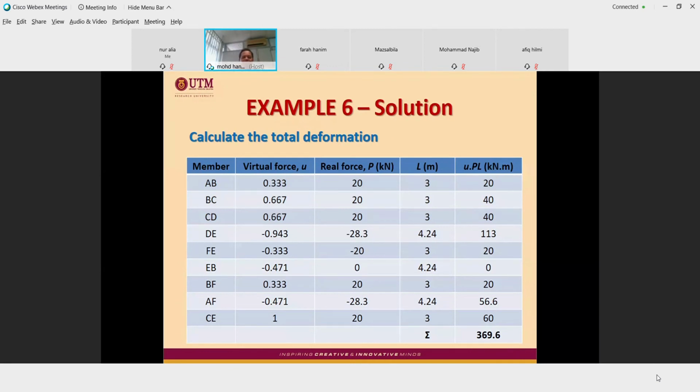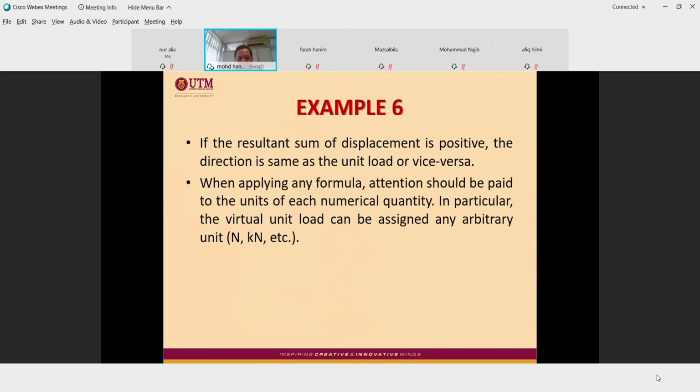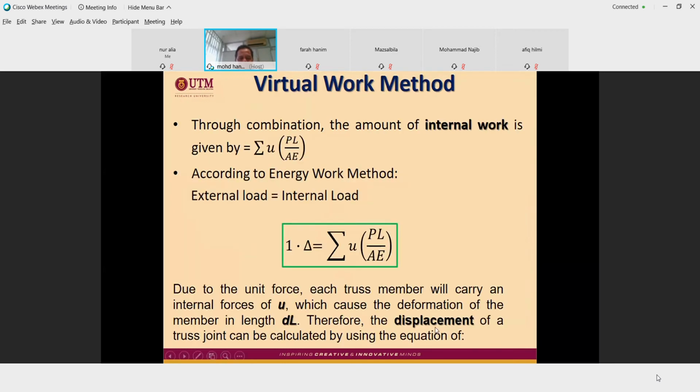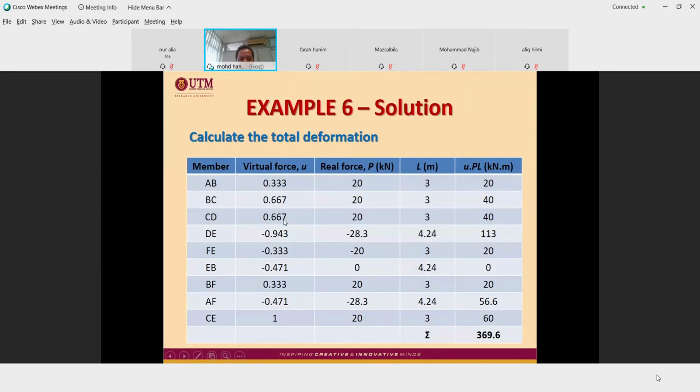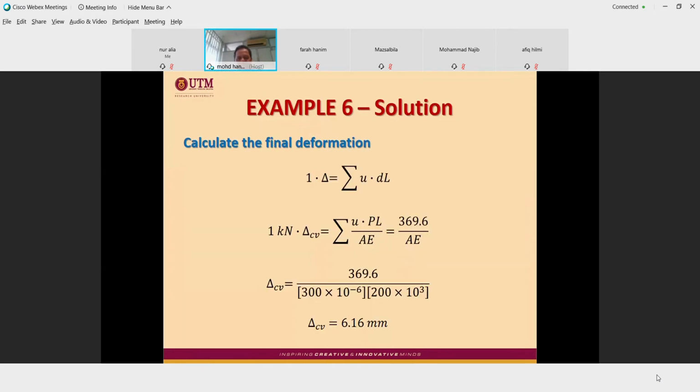So what is the formula? This is the formula, again and again. So this is the table: U, P, L. UPL.